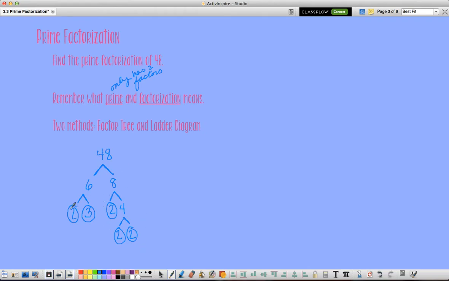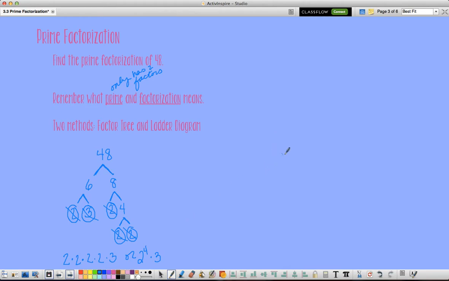So if I multiply all these prime numbers together, I have to write them in order from least to greatest. So 2 times 2, so there's 1, 2, 3, 4, so times 2 times 2 times 3 is the prime factorization of 48. Or I can write it as 2 to the 4th power times 3.